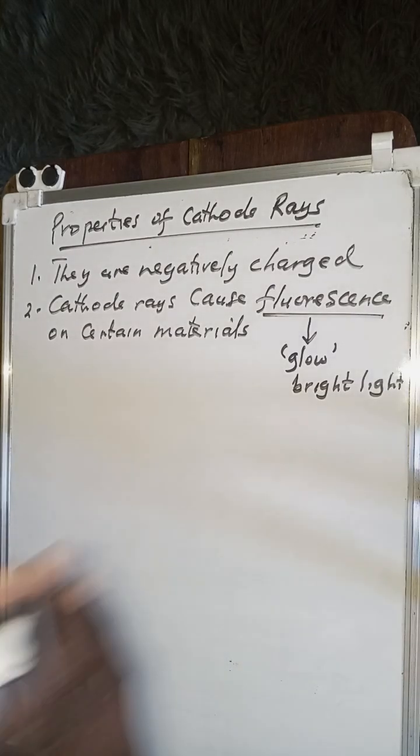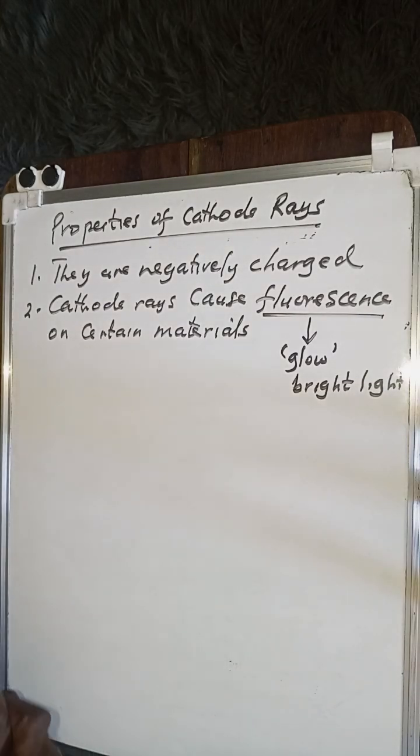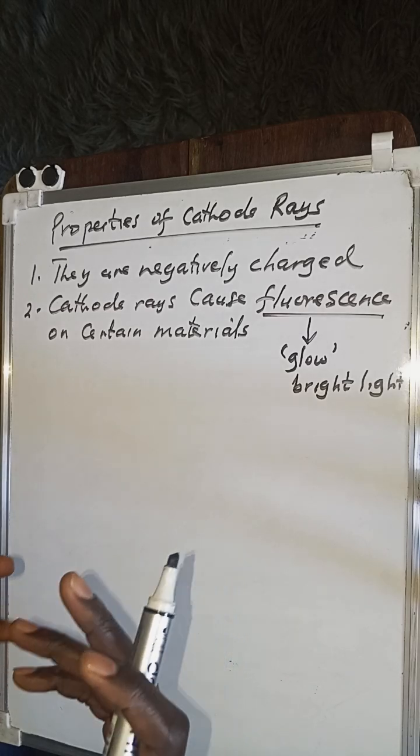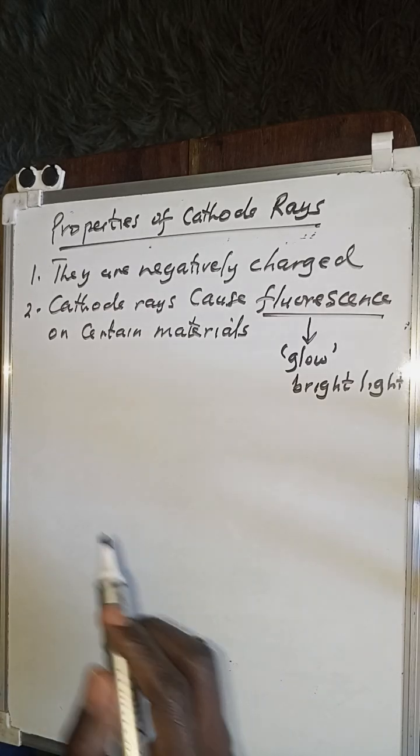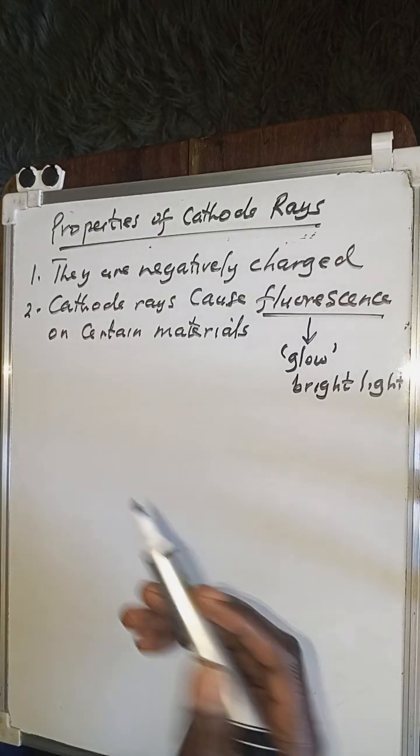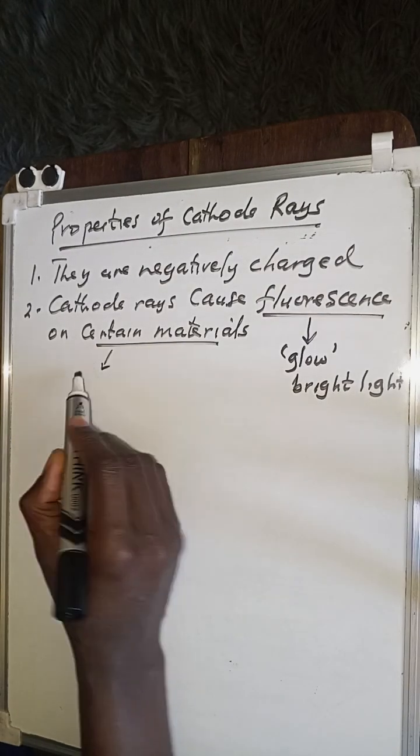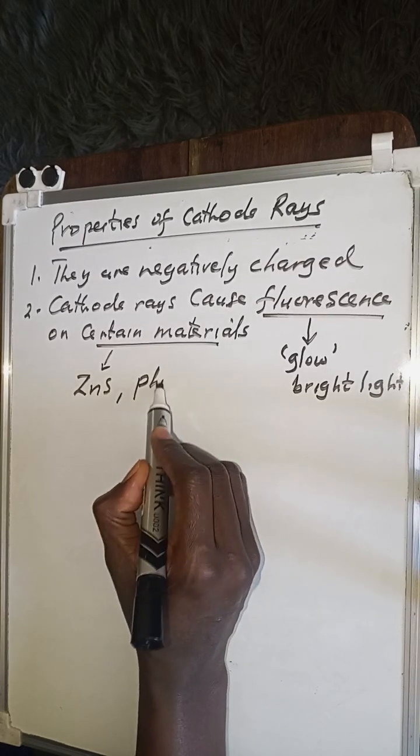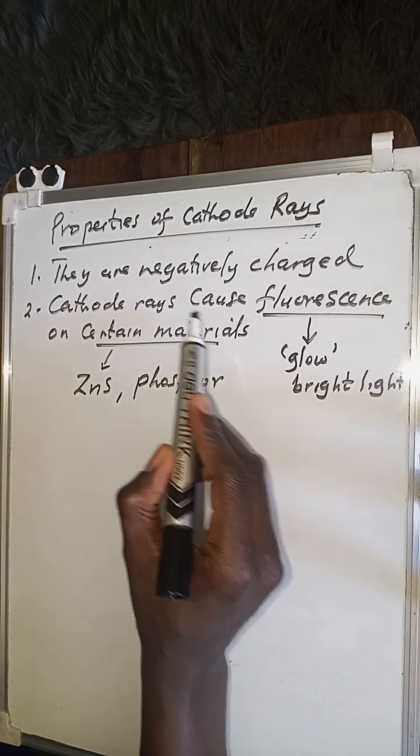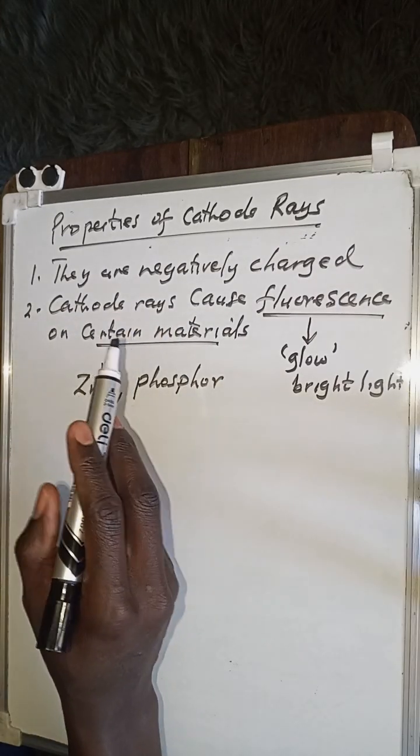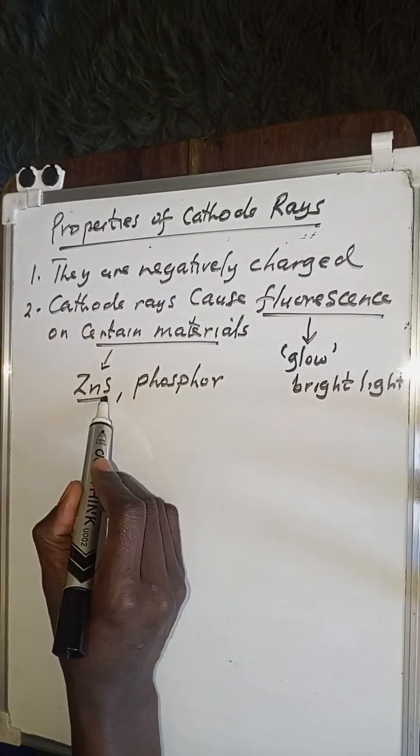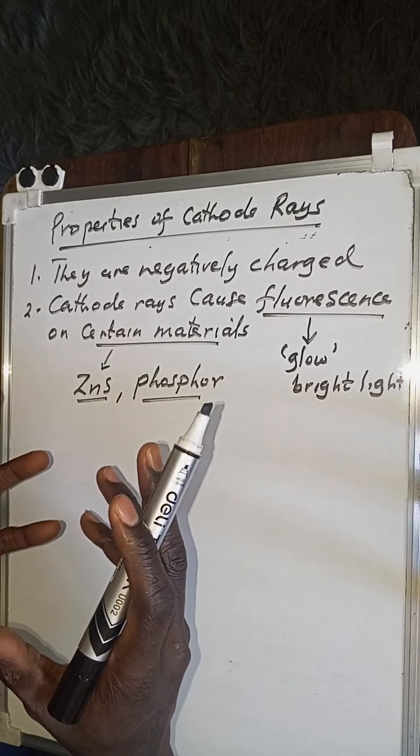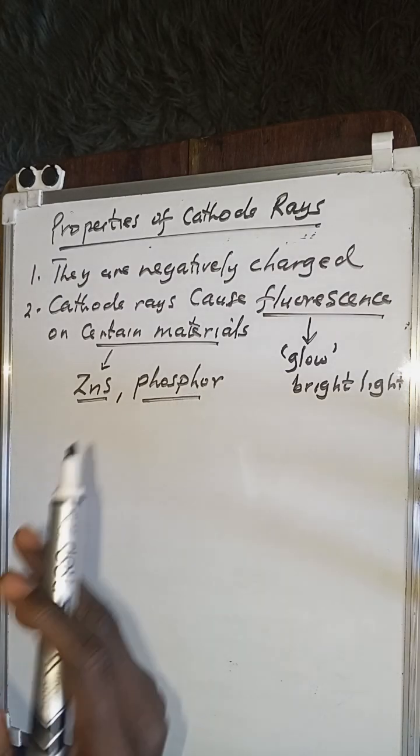That's what we mean when they fall on especially fluorescent paints such as zinc sulfide or phosphor. So there are certain types of paints or materials that we talked about. For example, when the cathode rays fall on materials like zinc sulfide and phosphor, they fluoresce, they produce a bright spot of light. That is what we mean.